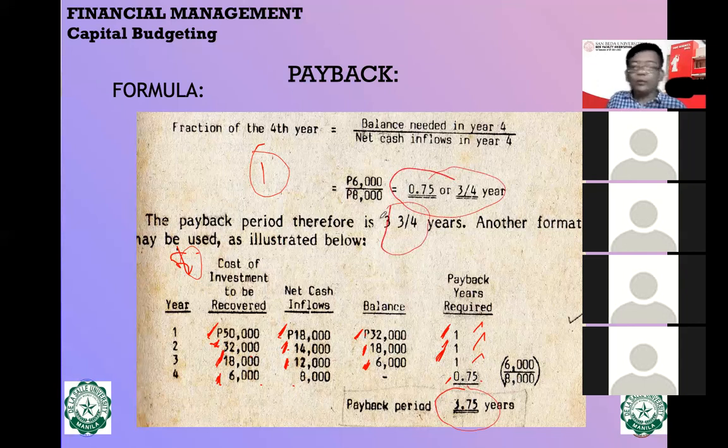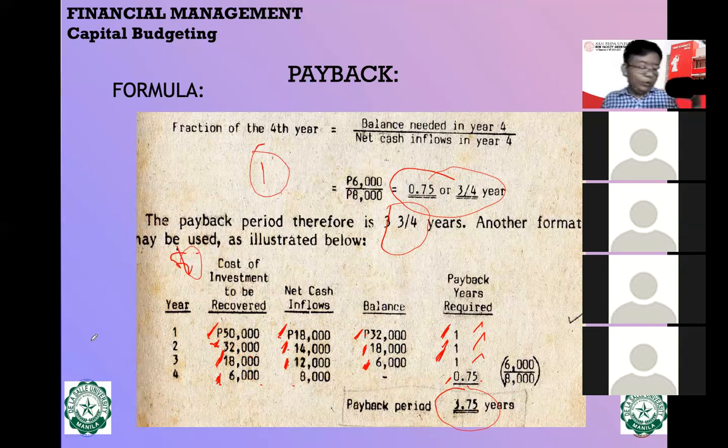Anong gusto nyo? 1 or 2? 1 po. Number 2, ayun number 2. Okay, ako si number 2. Gusto ko number 2. Basta at least you have 3.75.